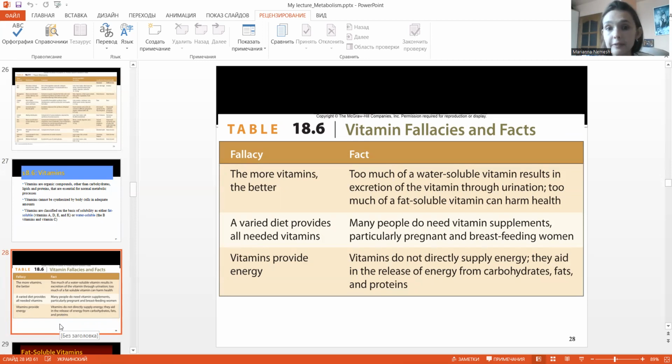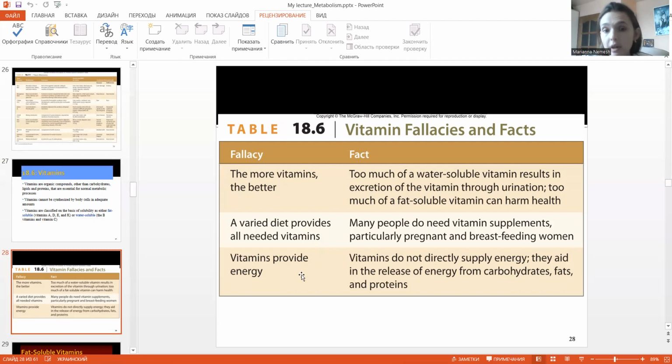Vitamin fallacies and facts. Fallacy: the more vitamins, the better. Fact: too much of water-soluble vitamins results in excretion of the vitamins through urination. Too much of fat-soluble vitamins could be harmful to our body.